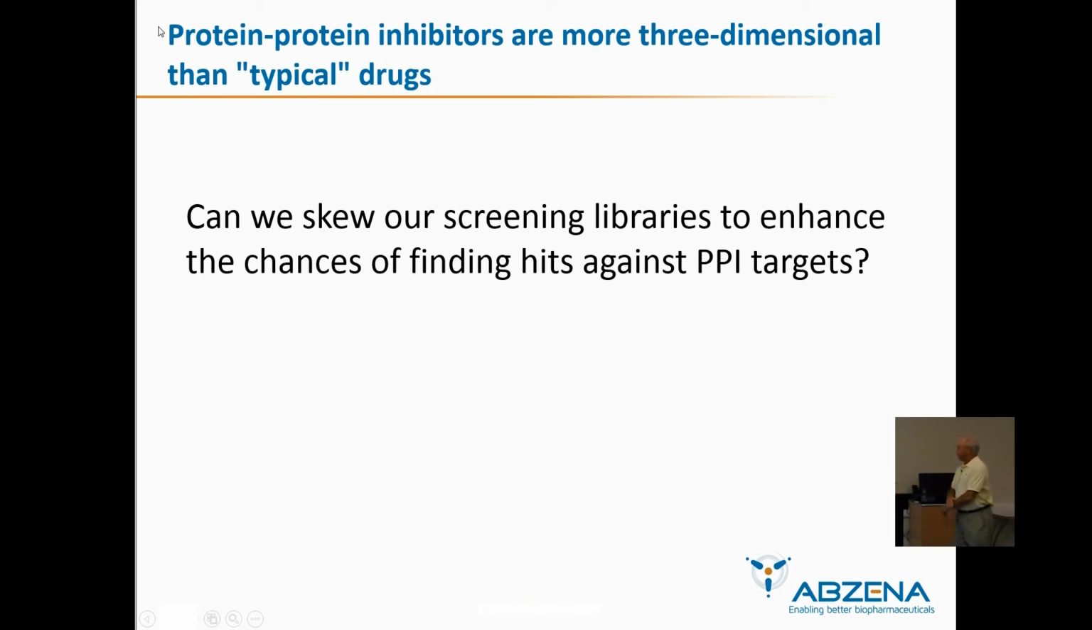So then, knowing this, we went and looked at our corporate compound library and found that it was very flat. It was composed of very flat molecules. So we asked, can we construct a PPI-focused or PPI-directed compound library by just collecting three-dimensional scaffolds?